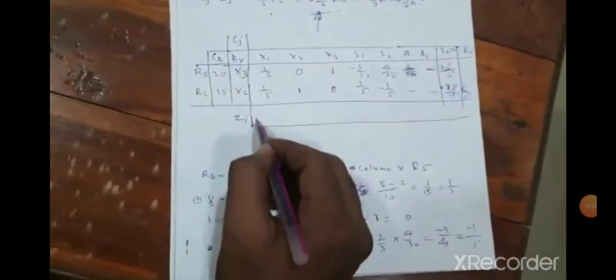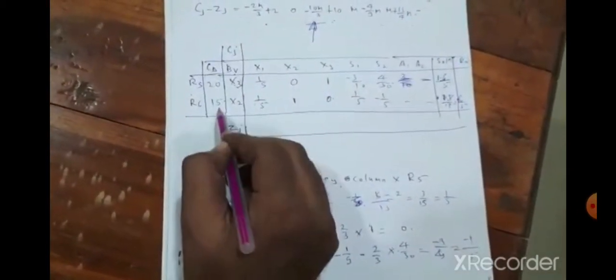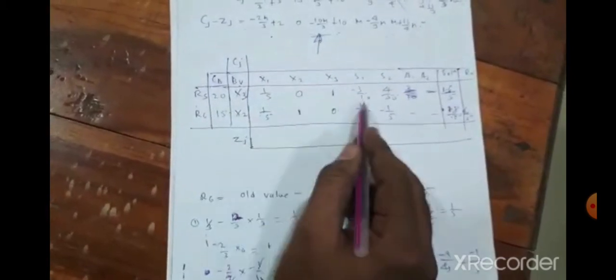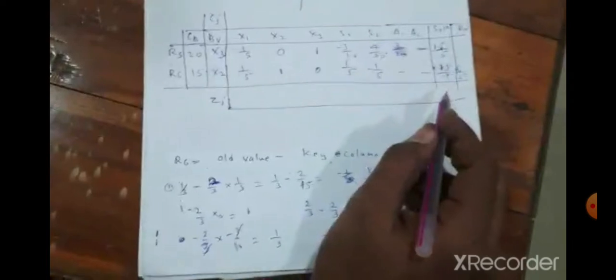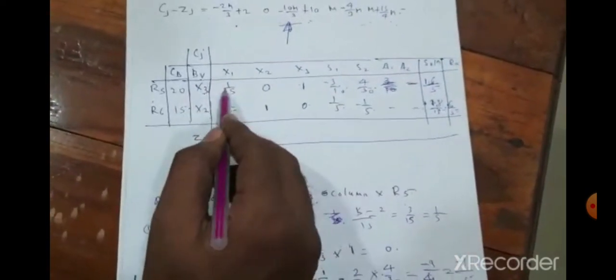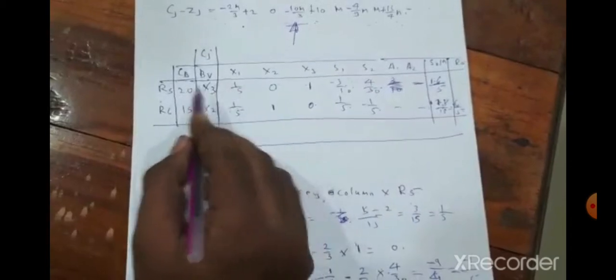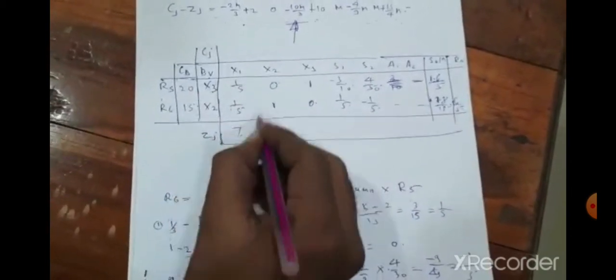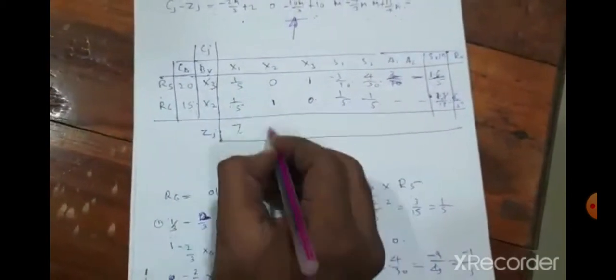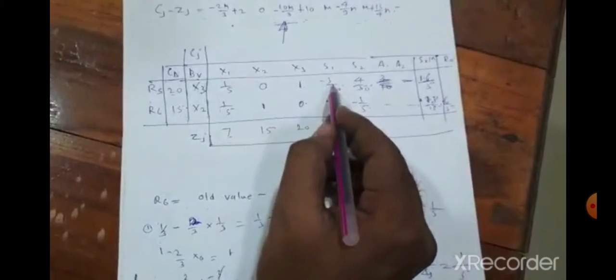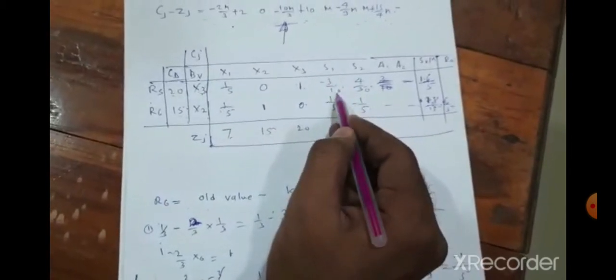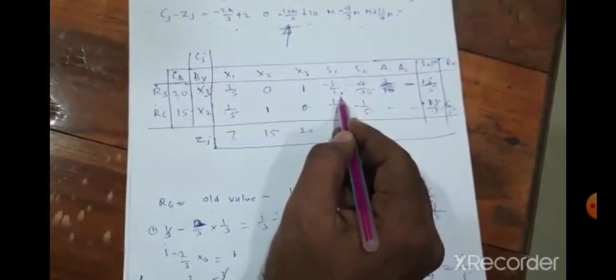So the Z value is 1 by 5 into 20 plus 1 by 5 into 15. In this way you write down Z values for all columns. This summation will give 7. So 0 into 20, 1 into 15, then 20 into 1, 20 plus 15, 15 into 0, that is 20. In this way you write down ZJ values.